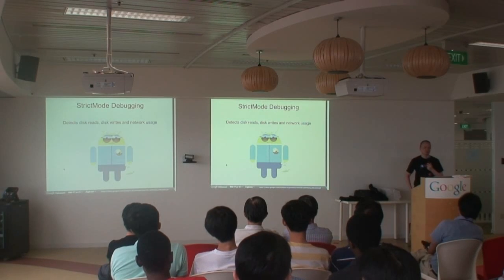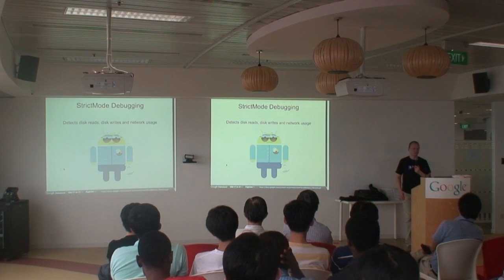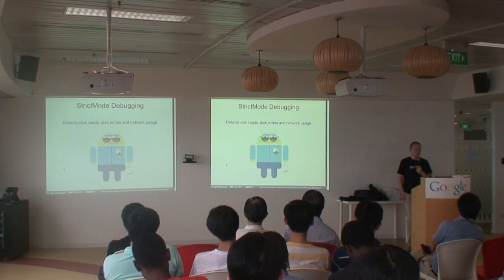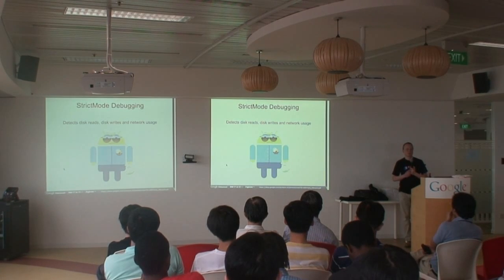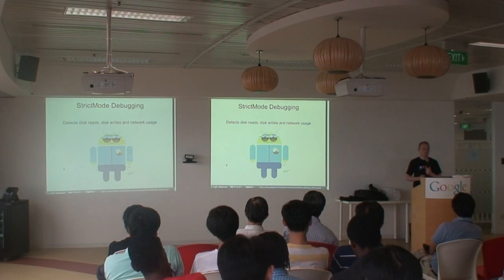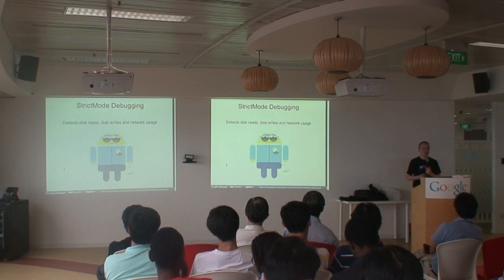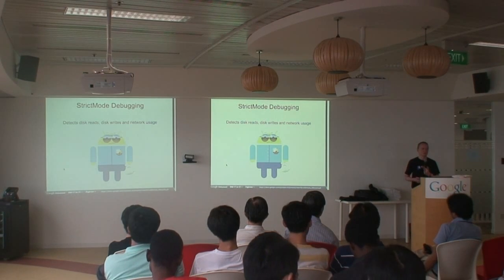The next feature is strict mode debugging. This is a feature that only developers really care about. While you develop your application, you can start strict mode, and it detects all the disk reads, writes, and network usage. So you can see if the system is doing something that it shouldn't, or something that you didn't expect it to do. Because operations like this normally take a lot of time, so it will be very noticeable for the user.